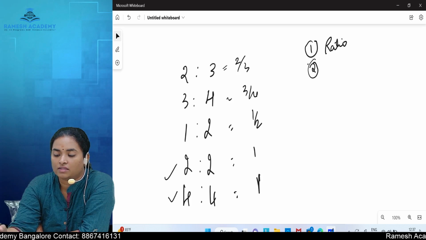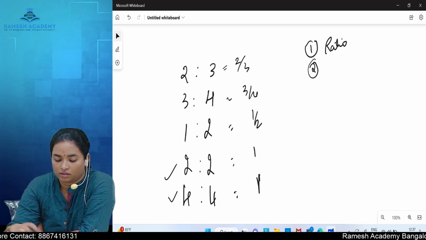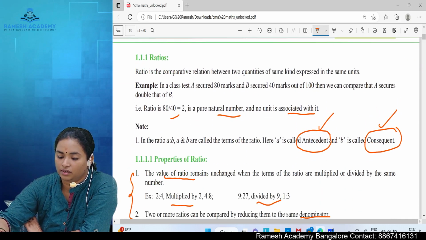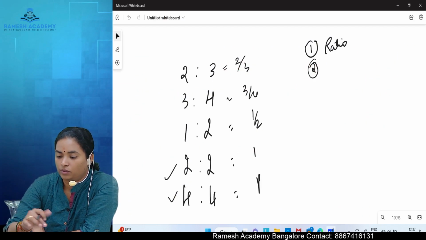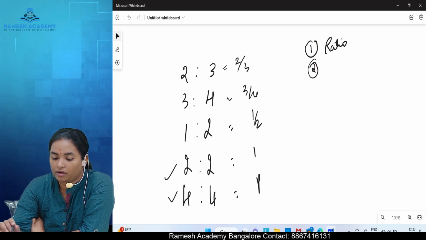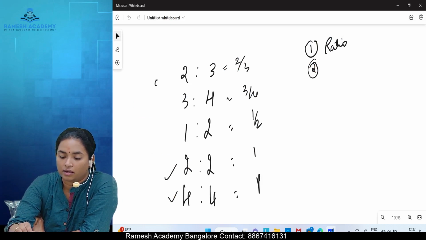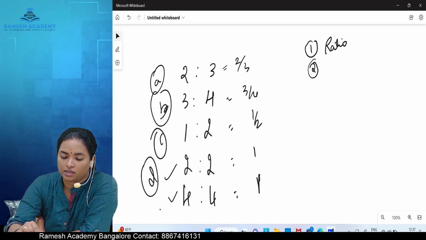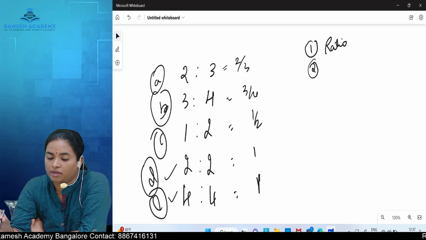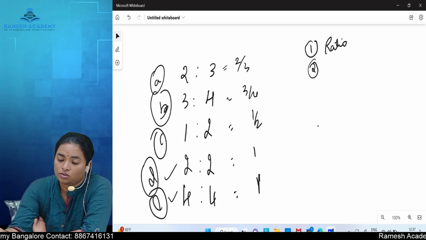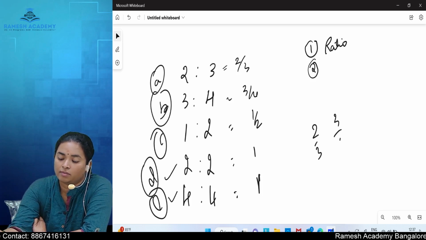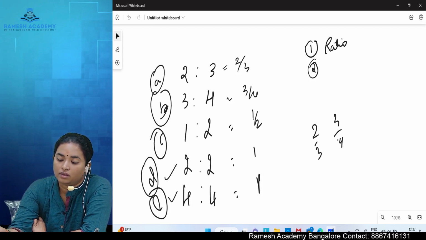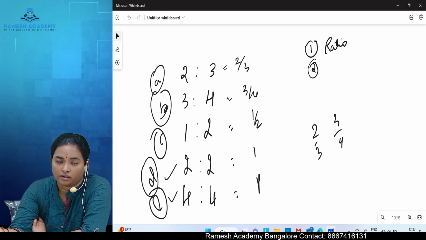Second, what did we ask? Second, we saw that here, compare. How will you compare? So if I want to compare, which are the things? Let's say A, B, C, D, E. Now I want to compare A and B. Can I compare A and B? 2/3 and 3/4. What is the relation? We can't find it here.